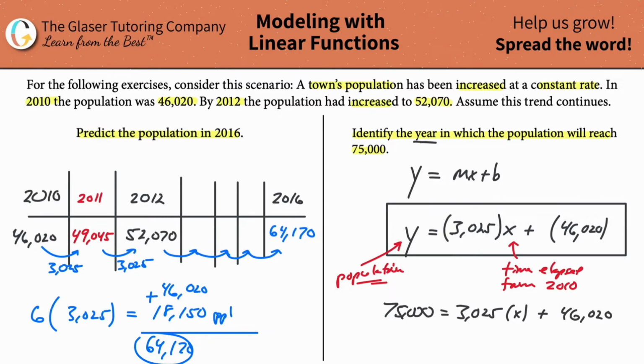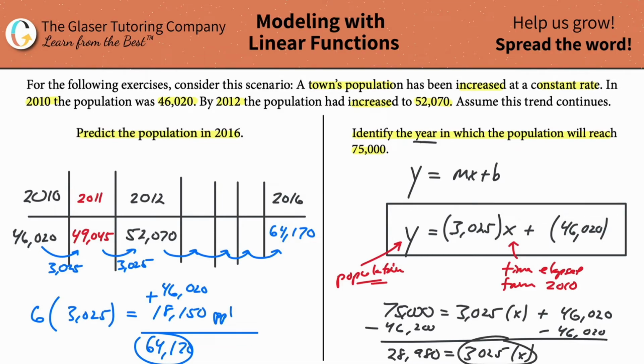Anyway, so 75,000. What we're going to do is subtract the 46,020 from both sides. I'm solving this for x, remember. So it comes out to be about 28,980, if only I could read a calculator. So 3,025 multiplied by the x value. Now, since I'm running out of space, I'm just going to divide both sides by 3,025, and we get an answer of about 9.58.